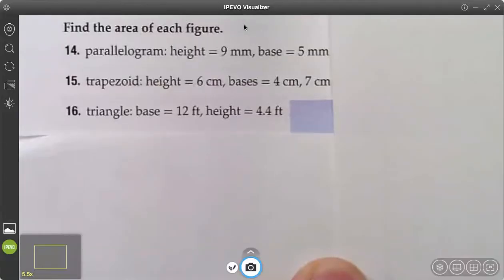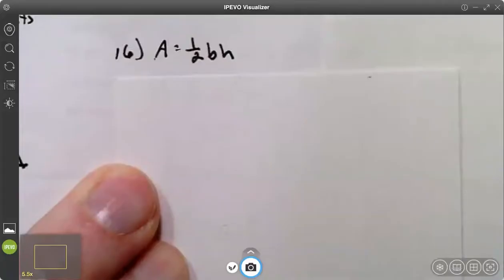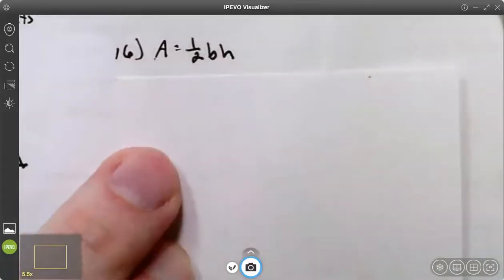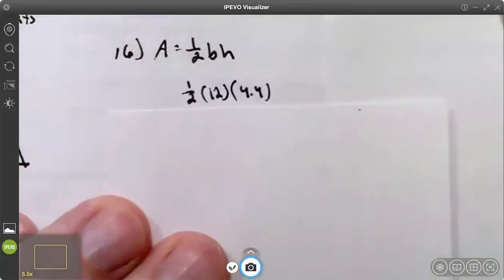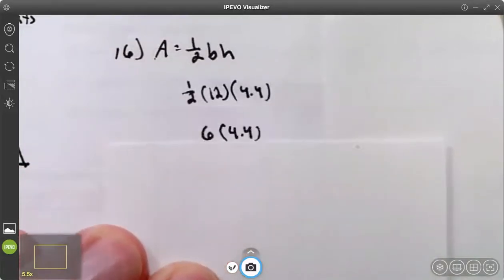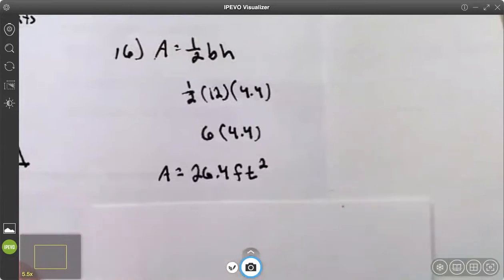Number 16, finding the area of a triangle with a base of 12 and a height of 4.4. Area of a triangle is half the base times height. It told us the base was 12 and the height was 4.4. Half of 12 is 6, and 6 times 4.4 gives us an area of 26.4 square feet.